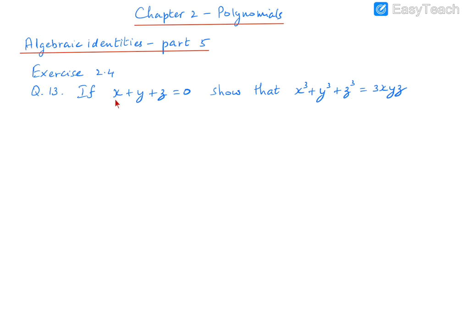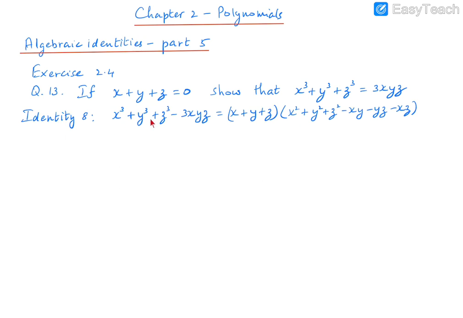We are given that if x plus y plus z equals 0, show that x cubed plus y cubed plus z cubed equals 3xyz. Now this can be solved in 2 different ways. Let me show you the first solution, wherein we are going to use the identity number 8. So let me write the identity number 8.